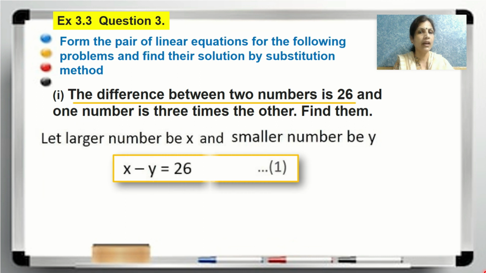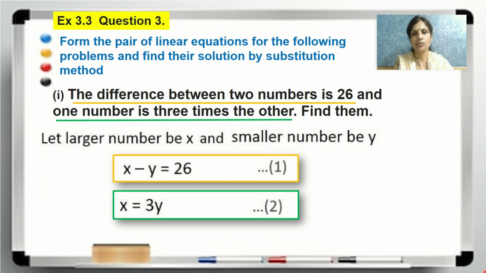x minus y is equal to 26 is our first equation. The next line is: one number is 3 times the other. So how will you put this in the form of an equation? For that, our greater number is x, and it is 3 times the other number. So x is equal to 3y is our equation 2.